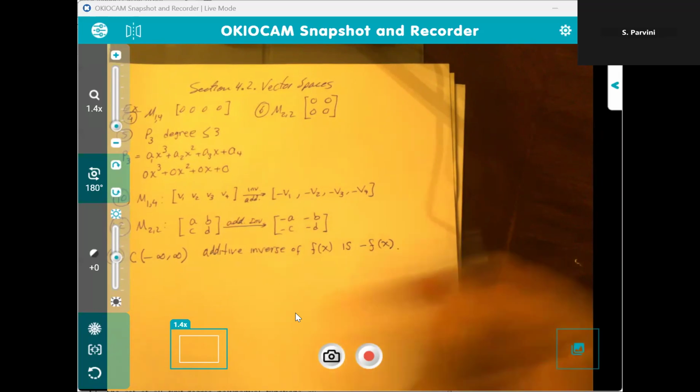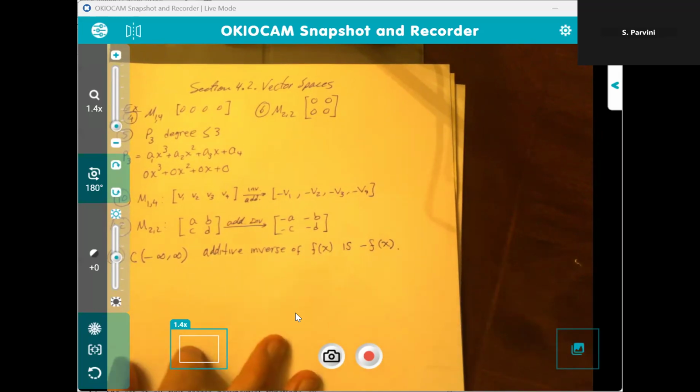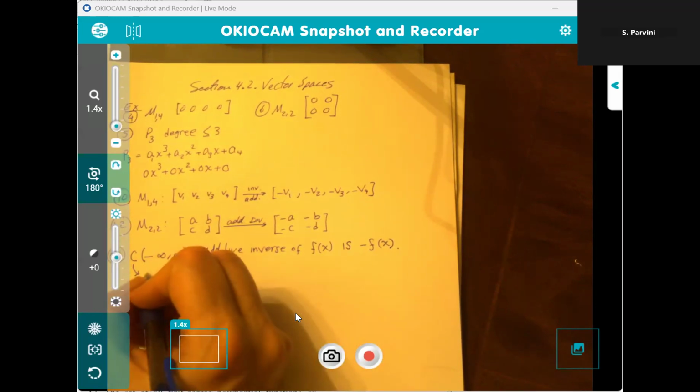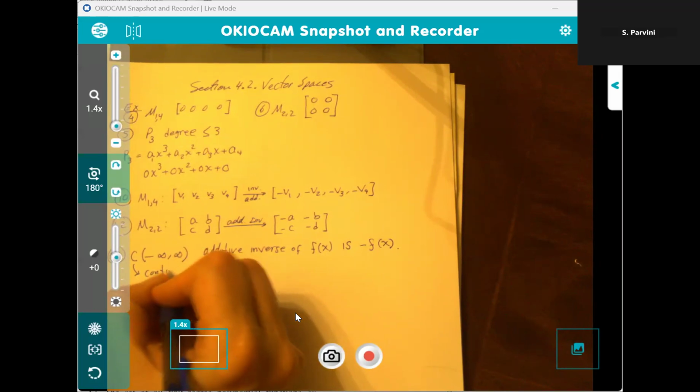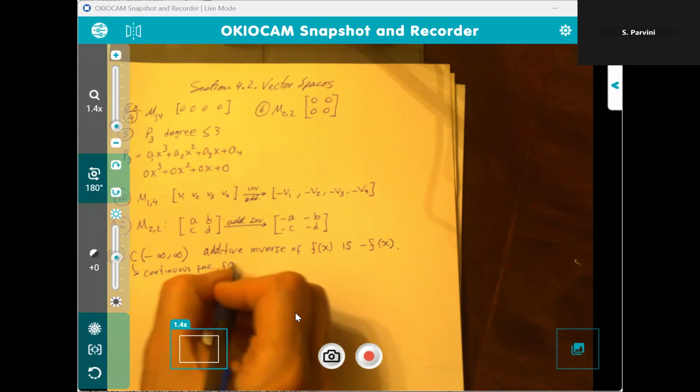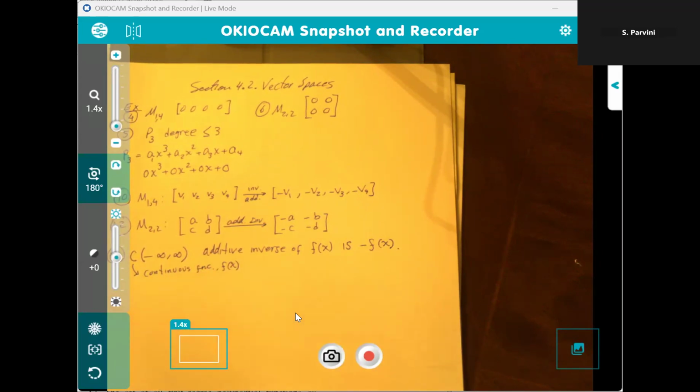It would be negative f of x, right? And there you have it. So that is the additive inverse of f of x. Again, this notation C, how do I know? C stands for all continuous functions. Call them f of x. There you have it.